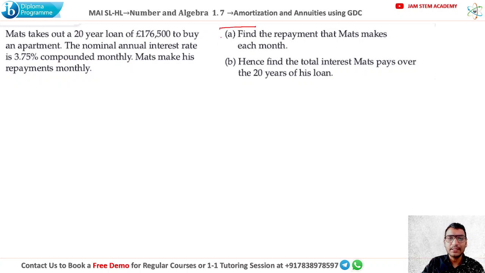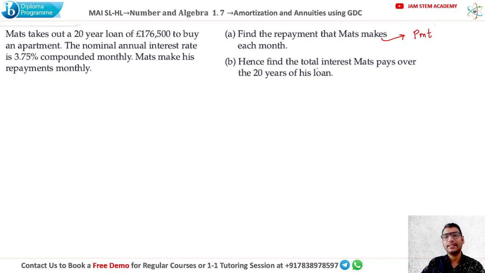Now the first part says find the repayment that Met makes each month. So what we have to do? Here we have to find how much amount we need to pay every month. So that is our payment, PMT part. Correct? That will come with a negative sign automatically.